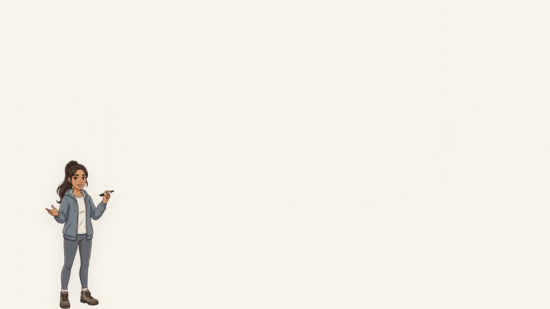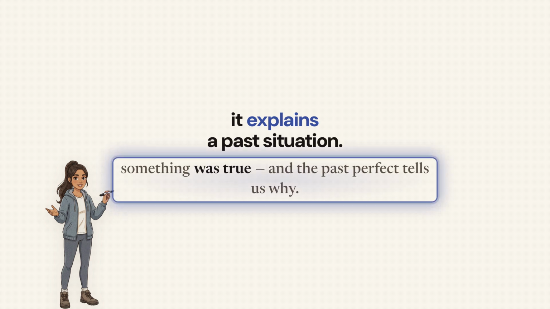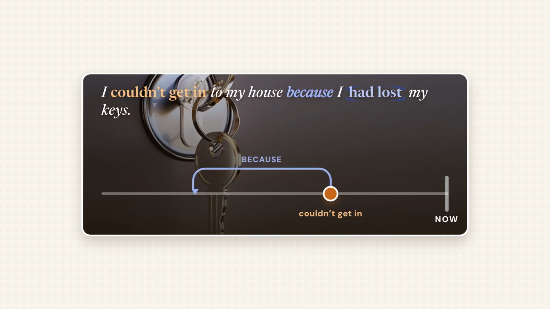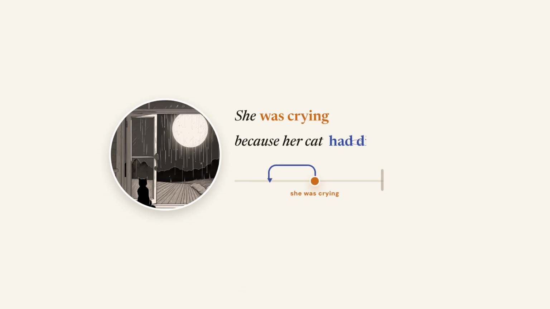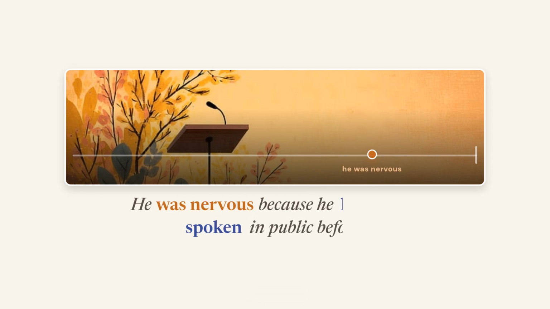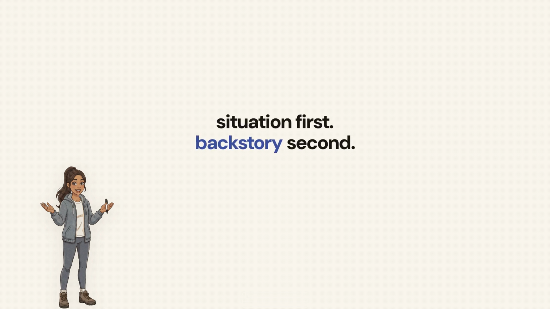Very often you use it to explain a past situation. Something was true and the past perfect tells us the reason. I couldn't get into my house because I had lost my keys. She was crying because her cat had died. He was nervous because he had never spoken in public before. In each one, the first part is the situation, and the past perfect is the backstory that explains it.